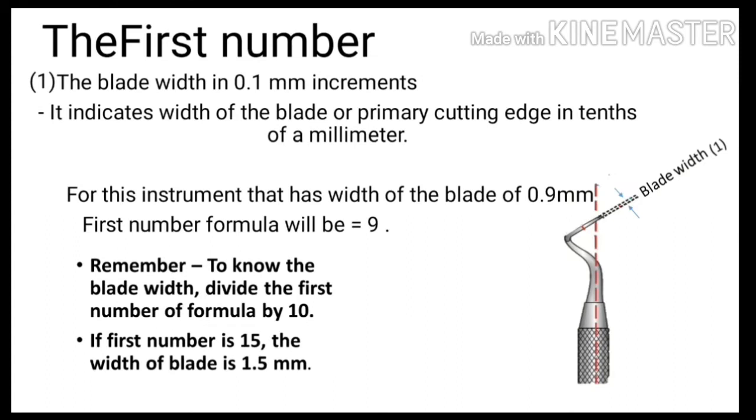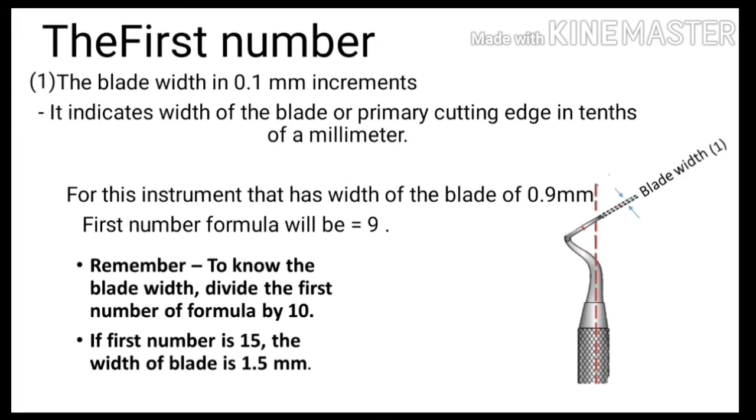First number, blade width in 0.1 mm increments. It indicates the width of the blade or primary cutting edge in tenths of a millimeter, for this instrument that has a width of blade of 0.9 mm. You can see in the figure both side arrows indicating the width of the blade. If the width of the blade is 0.9, then the first number in the formula will be 9.